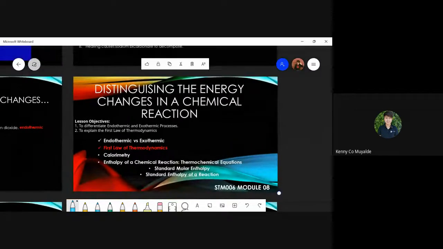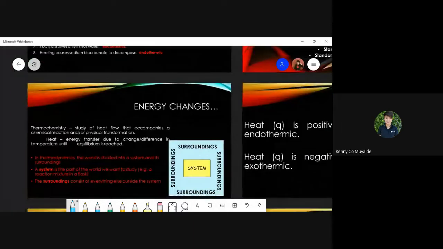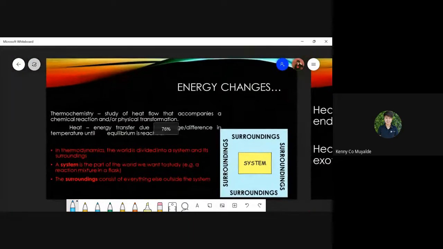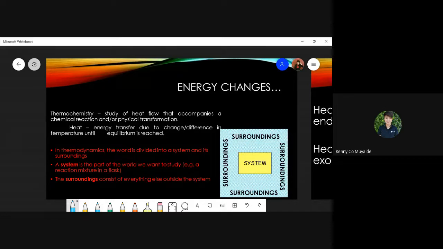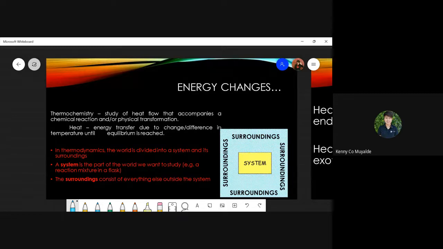So that is module number 8 under exothermic and endothermic. We now go to the first law of thermodynamics. First, let us define what thermochemistry is. We know what chemistry is. This is the study of science that deals with changes of matter as it undergoes changes. Yun nga lang, nagdagdag tayo ng word na thermo. When we say thermo, it means heat. So when we say thermochemistry, this is the study of how heat affects the chemical reaction.